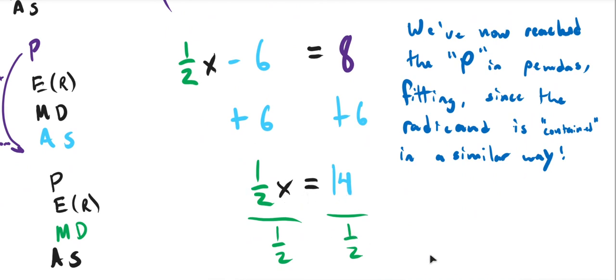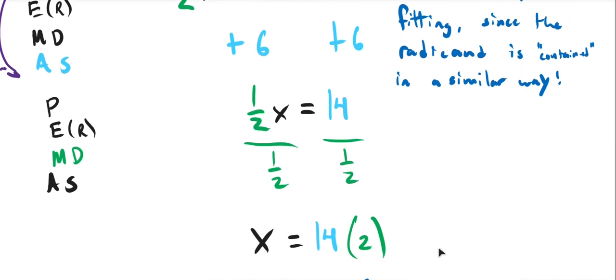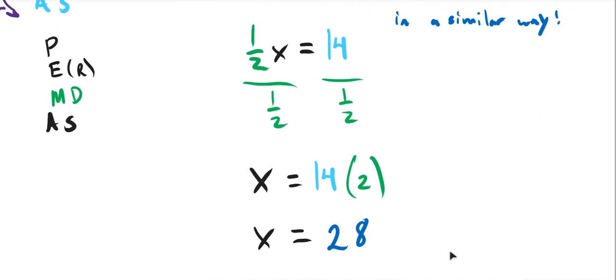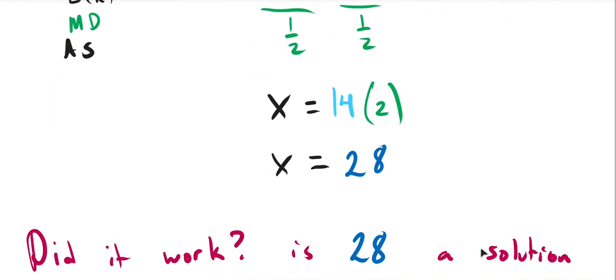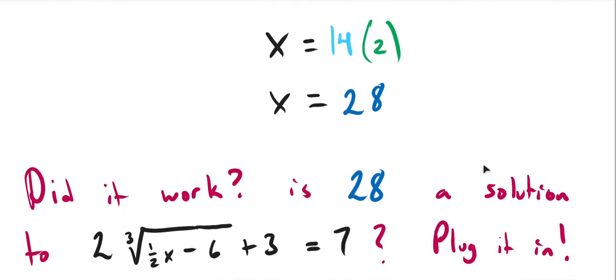Dividing by 1/2, which is of course the same thing as multiplying by 2, we get x is equal to 28. Now, did this process work? Is 28 a solution to this equation? Well, if you ever want to know if you found a solution, what you should do is plug it in, evaluate it, and see if you get a true statement.